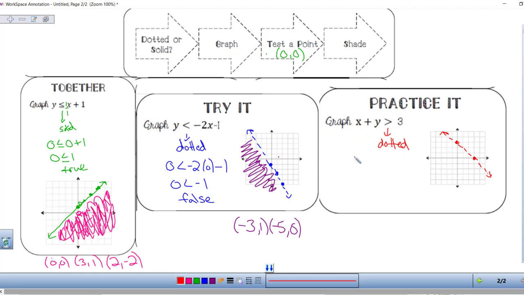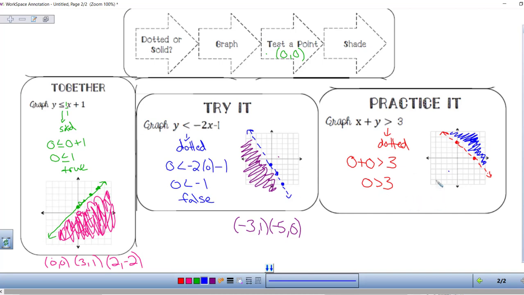Now we get to test a point. So this one looks a little different, but we still put 0 and 0 in for x and y. 0 plus 0 is 0. So is 0 bigger than 3? No, that is not true. So remember, here's our 0. We said that is not true. We don't want to shade it. So we're going to shade the other side of the line. This one is not a solution, so it does not get shaded.